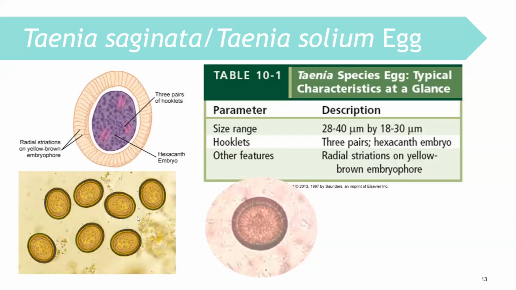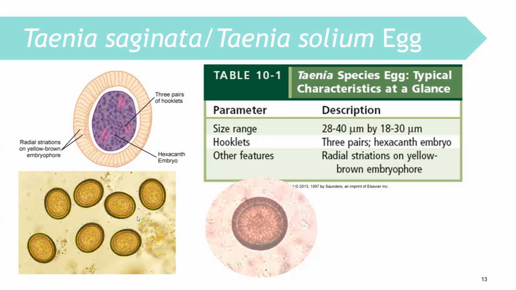We're going to discuss Taenia saginata and Taenia solium egg. It is important for you to take note that the egg of Taenia saginata and Taenia solium is indistinguishable to one another. If you still remember our discussion in hookworm, the hookworm egg is also indistinguishable to each other.